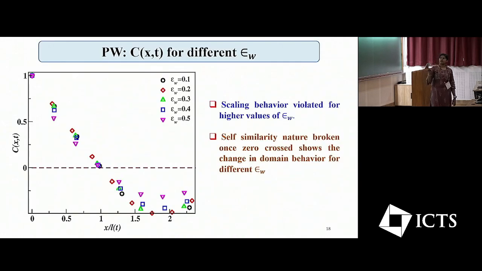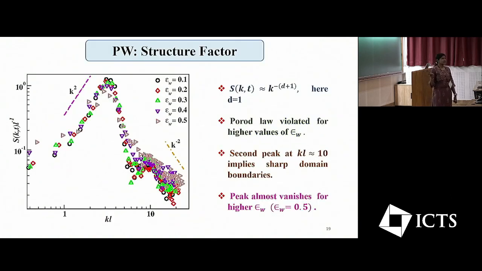But when we plot the correlation with respect to different interaction strength, we see that for higher values of the interaction strength, the scaling behavior is being violated, that is, the deviation from the metastable behavior. And also for x by L greater than 1, we see that the data collapse has completely vanished, and the change in domain behavior is completely different for different interaction strength, which has broken the self-similar nature.